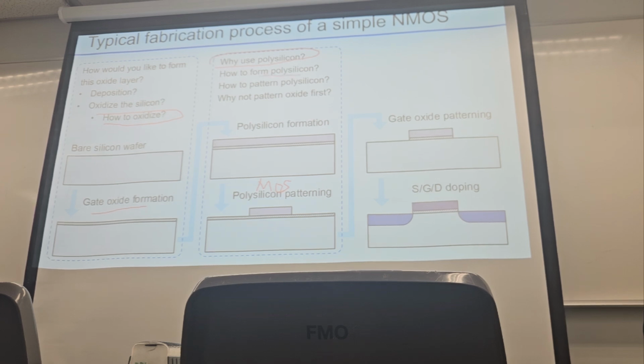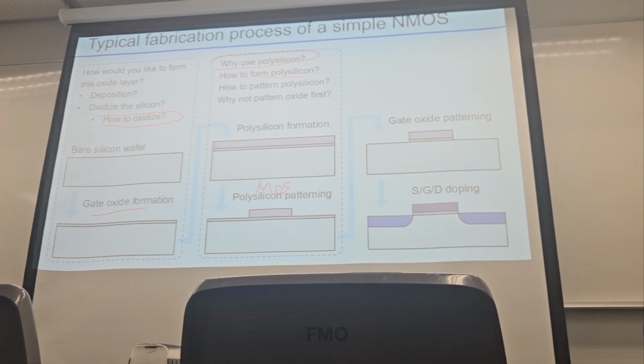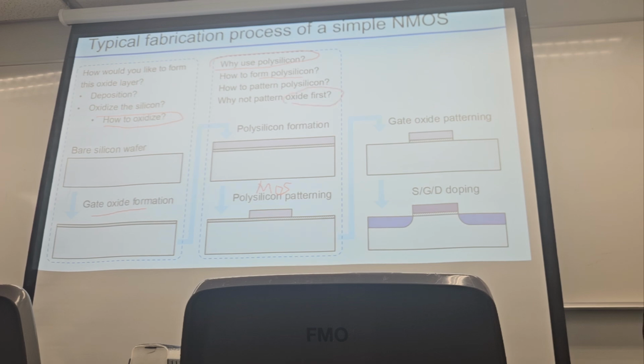And how to form the polysilicon. For polysilicon, we can use the CVD method, right? Because it has good quality. Polysilicon is not used as an isolator, but as a metal, right? And then how to pattern the polysilicon? We have RIE, right? And why not pattern the oxide first? I think this part we also have discussed. Think about it, why not pattern the oxide first? We discussed this in the lecture.